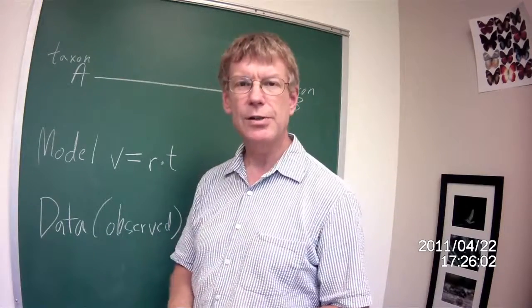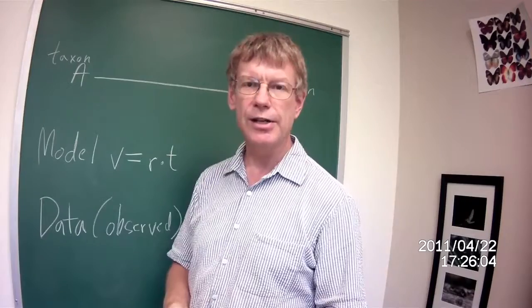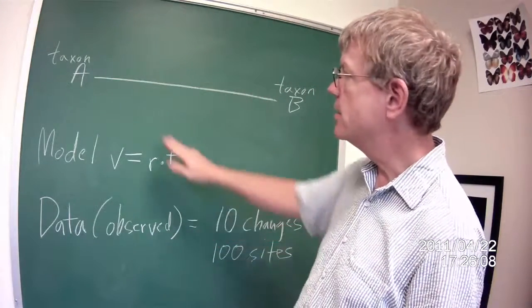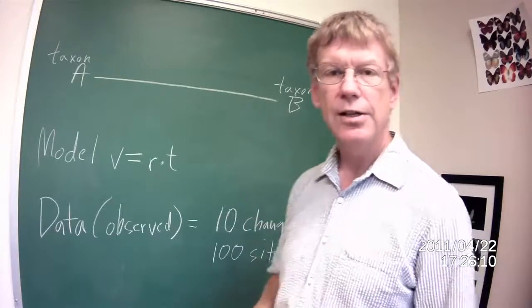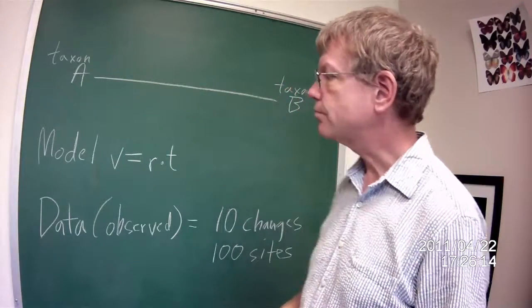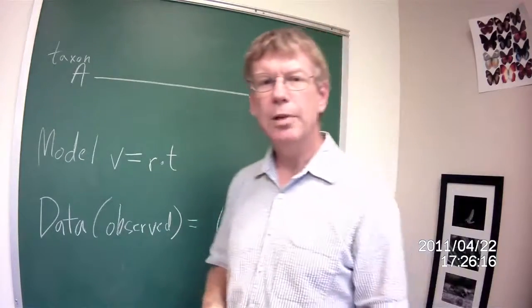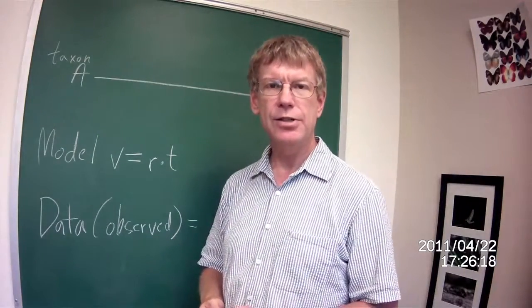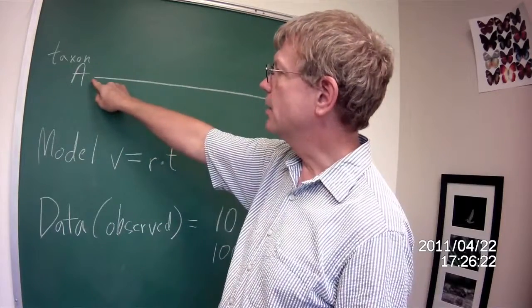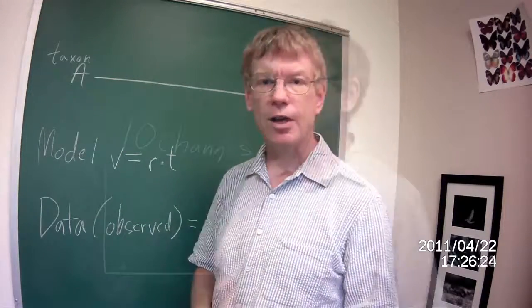We've also collected some data. Let's say there are 100 sites, and from those 100 sites we've observed 10 differences between taxon A and taxon B. What is the probability of observing 10 changes given a model and a branch length this long?